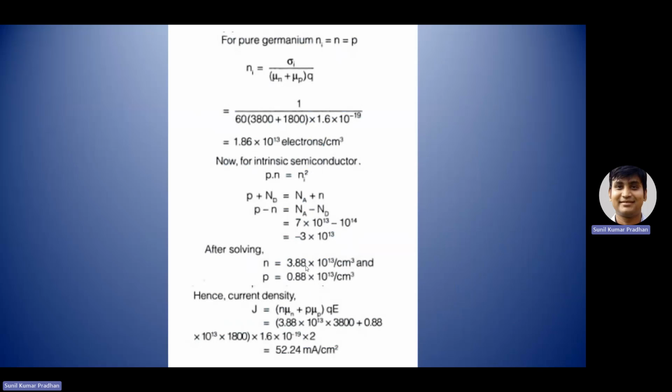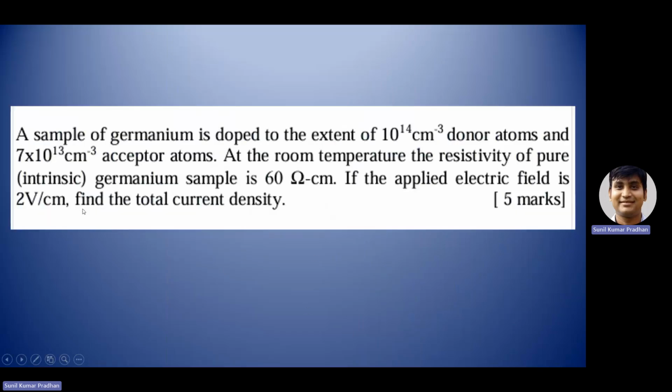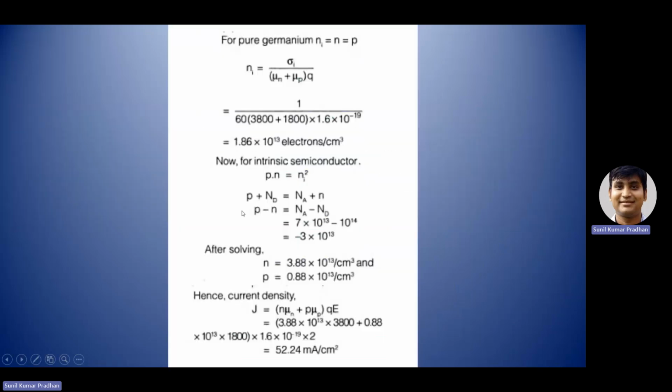So what is my current density here? It is N into mu n plus P into mu p, into charge into electric field. If we put these values here, we finally get 52.2 milliampere per centimeter square. So this is the current density. The question was to find the total current density, so the total current density is 52.2 milliampere per centimeter square.